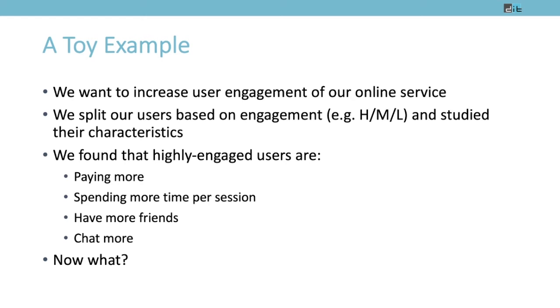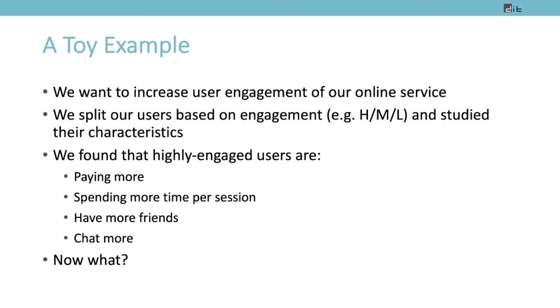So we can split our users based on engagement, high, medium, low, and we can study their characteristics. Now what we're being asked to do is to figure out how we can increase user engagement. We did some analysis on the data we have, and found that highly engaged users are paying more for our service. They are spending more time per session. They have more friends, and they chat more. So someone is asking us to increase engagement, and we have these indications. So what should we do?